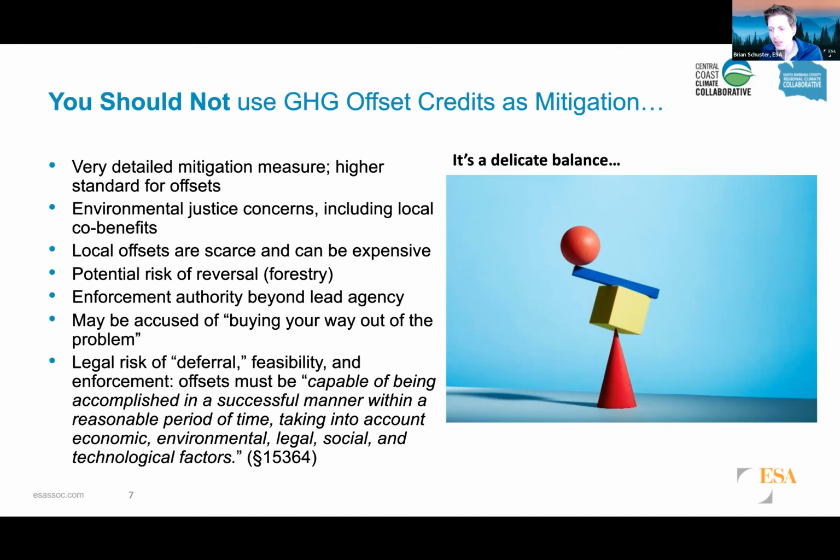Enforcement authority, of course, goes beyond the lead agency, to a registry, to a third-party verifier, lots of people involved who are doing various things. So make sure you identify those folks, and all of the criteria for involving them are spelled out in your mitigation measure. And then finally, there is some legal risk of deferral, feasibility issues, and enforcement. Offsets have to meet the feasibility and other criteria of CEQA. So you can't just say we're going to offset and be done with it. You have to really go through the motions of complying with all the CEQA requirements for mitigation. And that's the end of my presentation, and Rich will take this to the next step. So thank you.